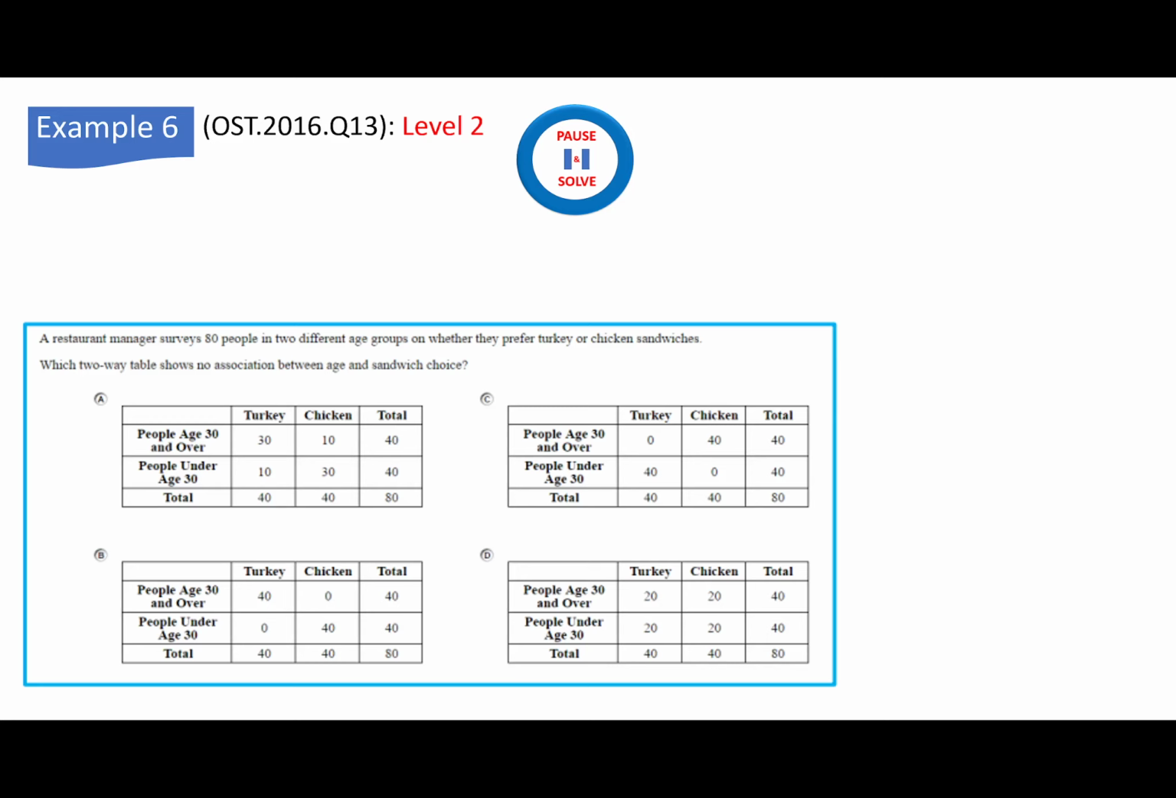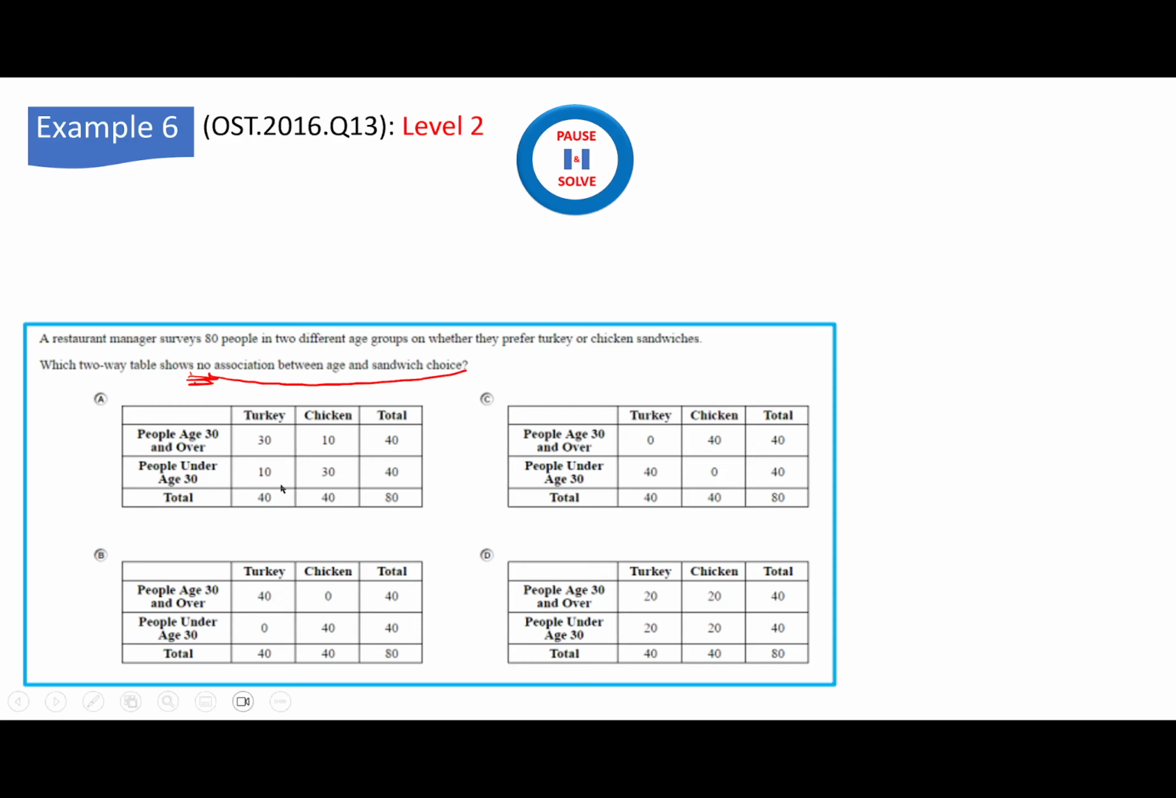Example 6. A restaurant manager surveys 80 people in 2 different age groups on whether they prefer turkey or chicken sandwiches. Which two-way table shows an association between age and sandwich choice? We need no association, okay? So look at each one of these.